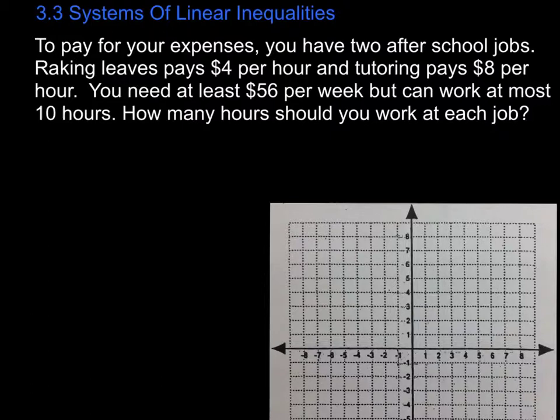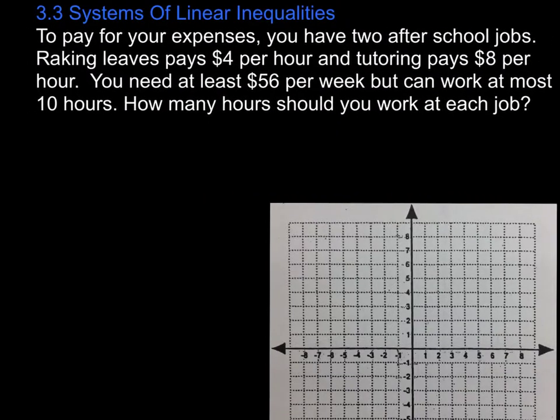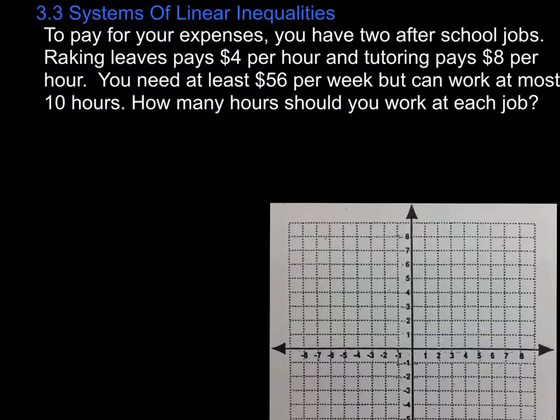So the actual process here should be review, but the concept of it I want to pay some attention to, so I think we'll frame this in the context of a word problem. So basically you have two after-school jobs. One job, raking leaves, pays you $4 per hour, and the other job, tutoring, pays $8 per hour.